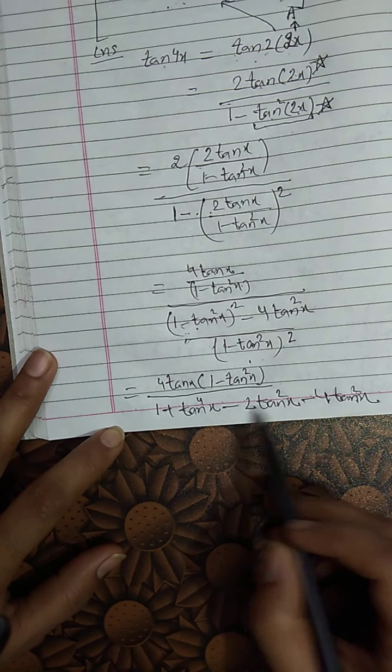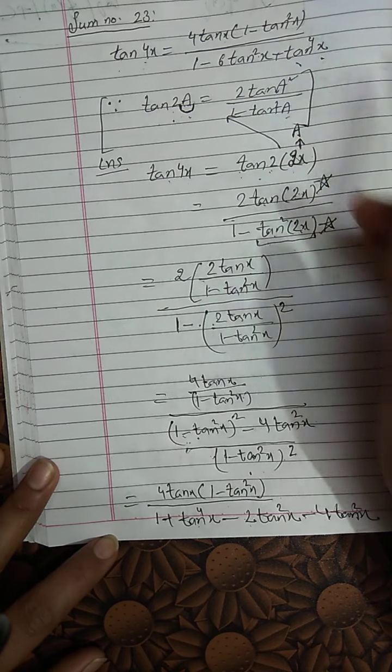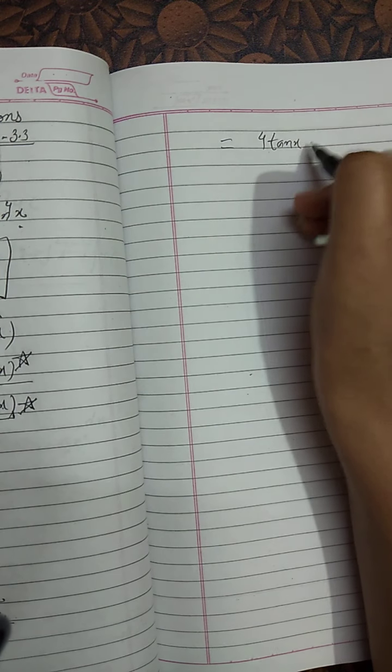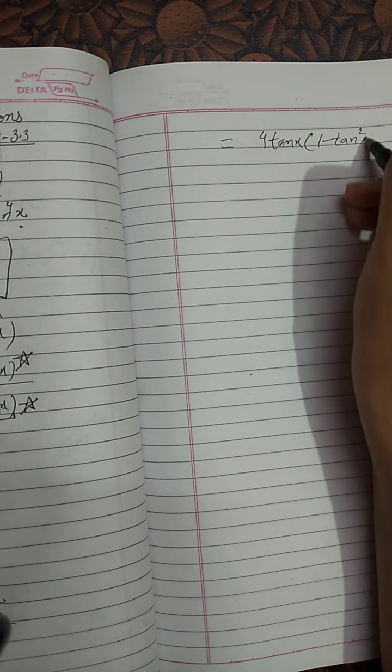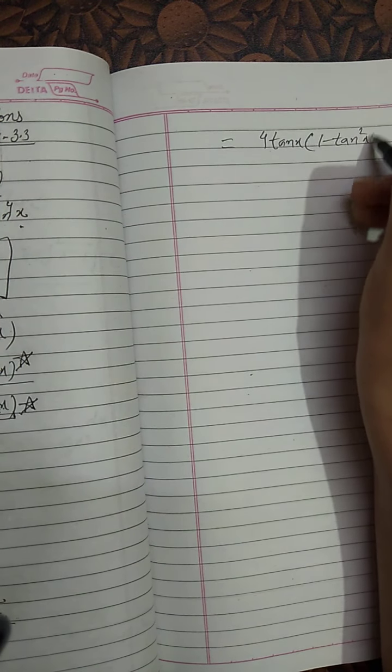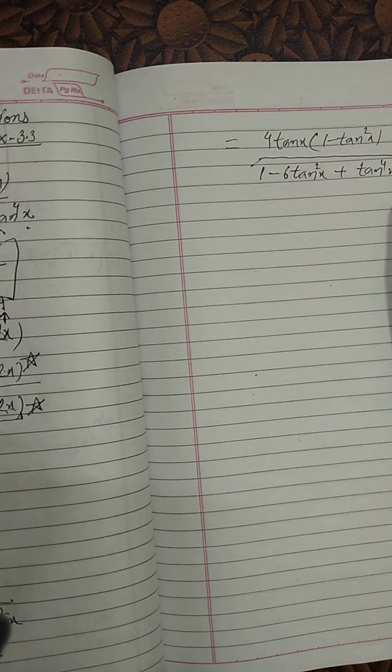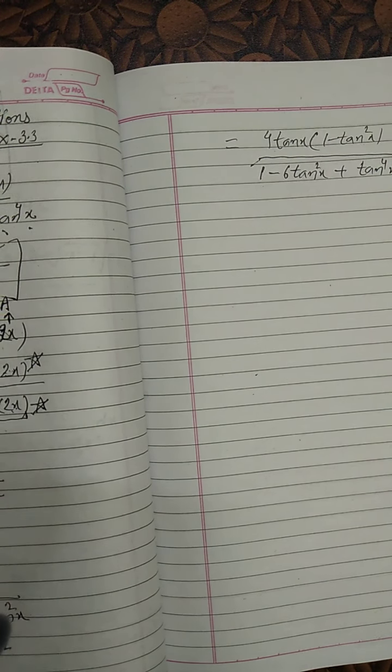Minus 4 minus 2 gives minus 6, plus tan raised to power 4, and this is what we were supposed to prove, right? So we will say that this is coming equal to 4 tan x into (1 minus tan square x) divided by 1 minus 6 tan square x plus tan raised to power 4x, and this is nothing else but our RHS.